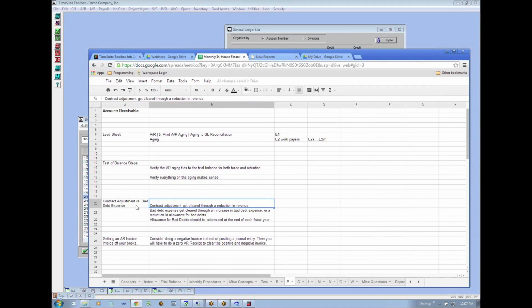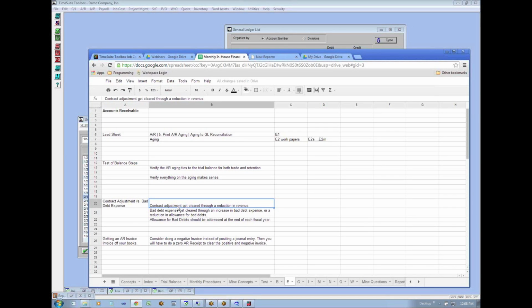Contract adjustment versus bad debt. For example, let's say you're on a job site and one of your guys destroys something on the job site, and you're a subcontractor. The general contractor may get someone else to fix what was destroyed, and would back charge you. Maybe the back charge is not on your books, and so all of a sudden you just don't collect all your money from the general.